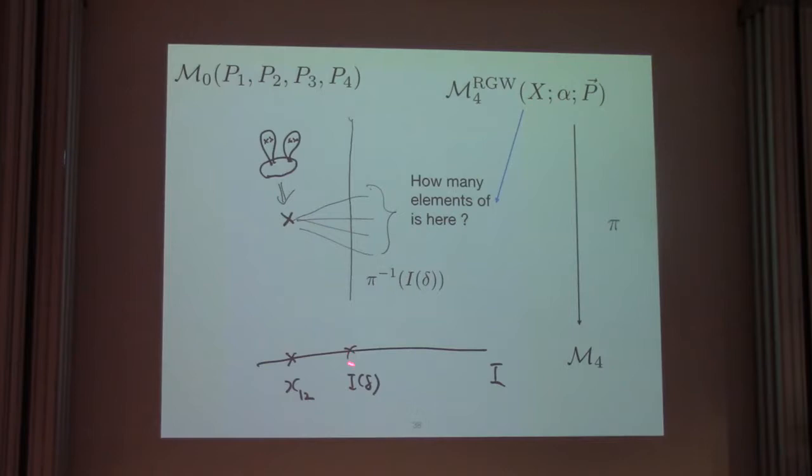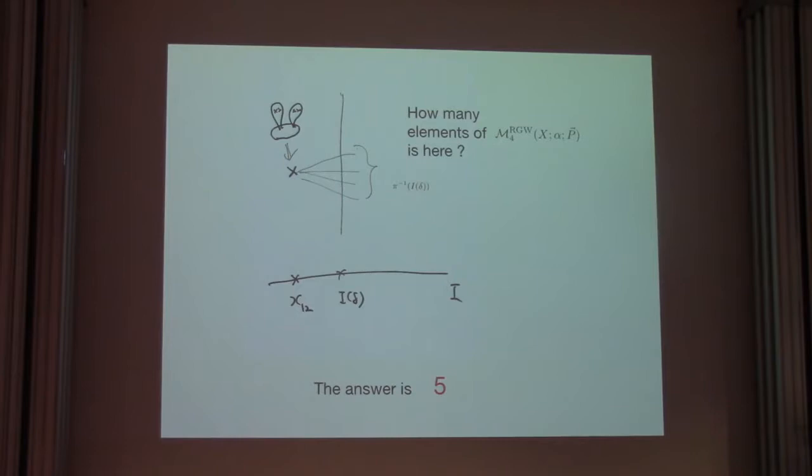Then I want to find out how many fibers. So this one just gets deformed, and you may have some points here. How many points correspond to this particular point? It is a question I want to answer, because that's very important for this cobordism argument. And the answer is actually 5. So you have this one point in the fiber, and you just move this base a bit, then you have 5 elements in the fiber.